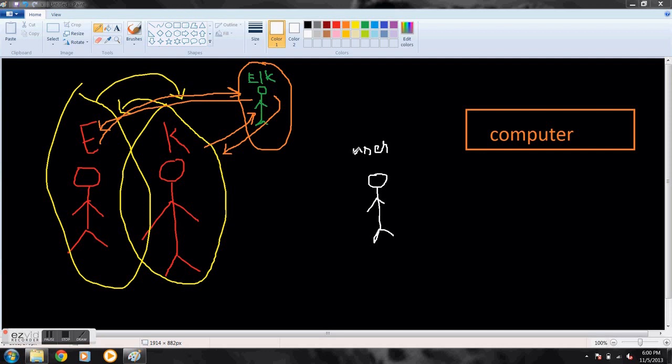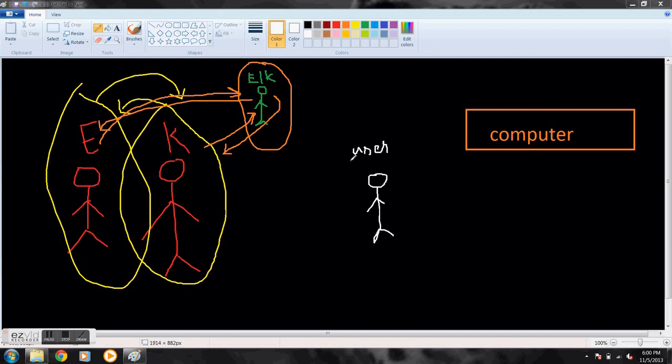But the one thing the computer lacks is that it does not have intelligence on its own. The computer does not know what to do unless we give the instruction. So similar to the English and the Kannada guy, the user and the computer are a different scenario.